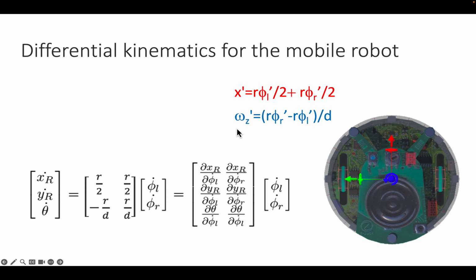When you do this for omega, you will get r divided by d for the right wheel speed, and minus r divided by d for the left wheel speed. Now, if you multiply this matrix out, you will see that you get exactly these equations. I hope with that you see how this idea of having a Jacobian matrix which contains all these partial derivatives is exactly what we have been doing when we analytically derived those equations for the forward kinematics.